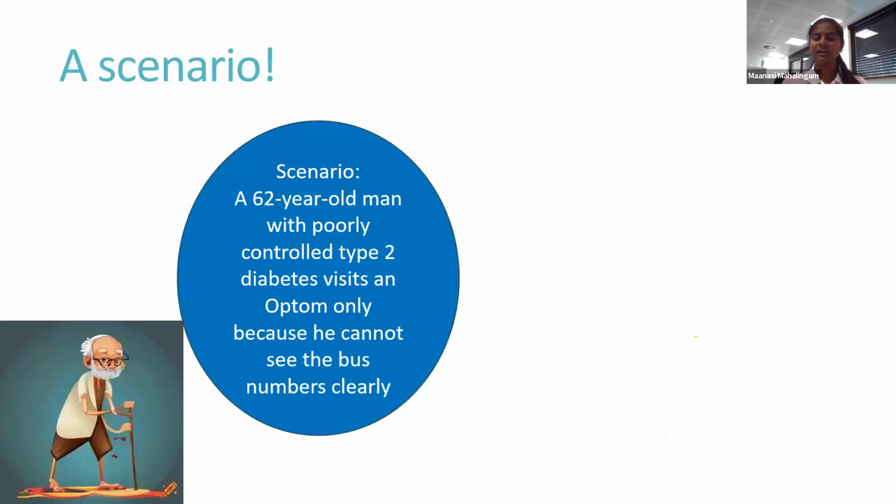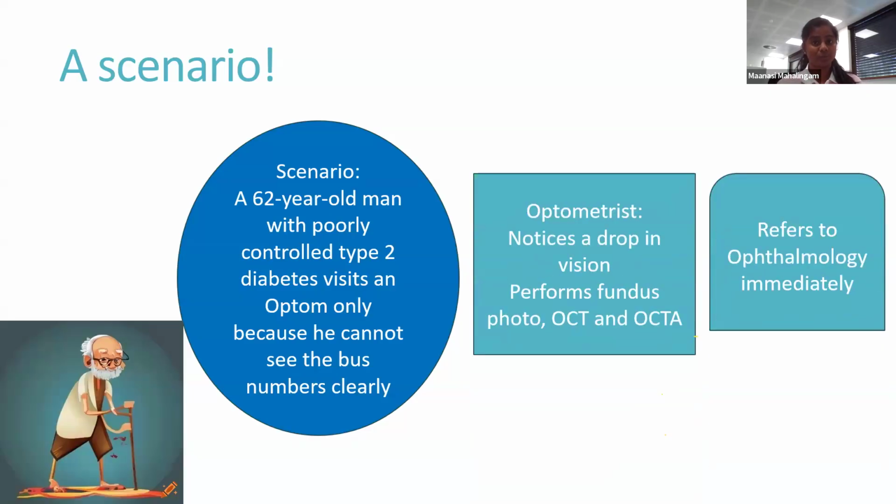So I just have a very simple, quick scenario. This is not an exact clinical case because I don't have any cases at the moment. Let's say a 62-year-old man with uncontrolled type 2 diabetes visits an optometrist only because he cannot see the bus numbers clearly. With this kind of person, they will either go to the independent eye care clinics or to the tertiary eye care hospitals. So the first point of contact is going to be the optometrist.